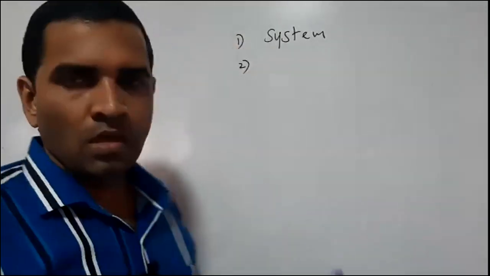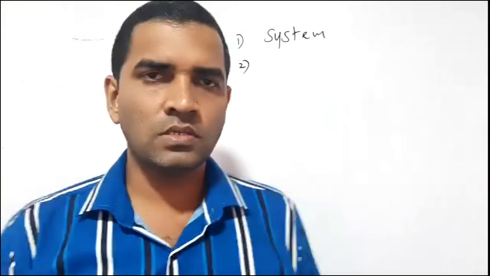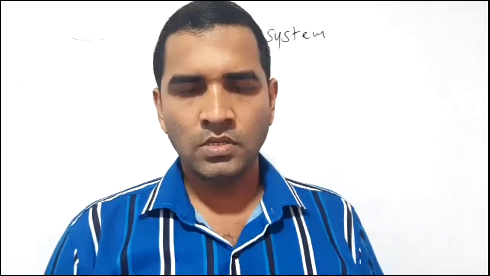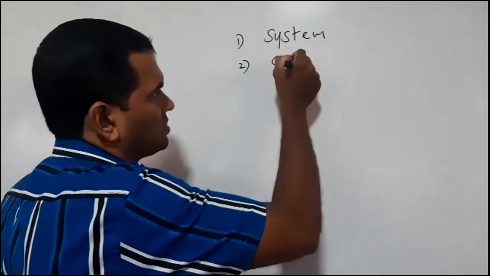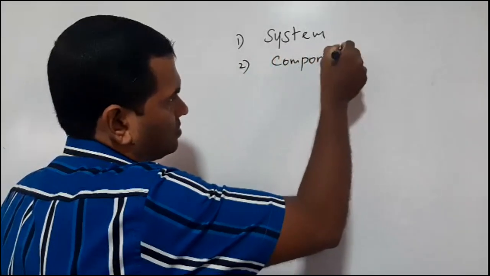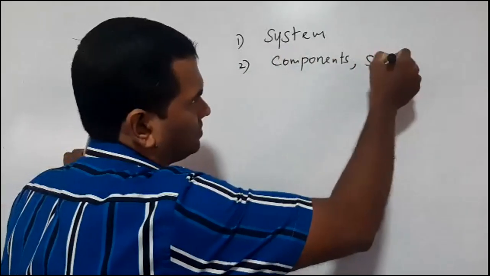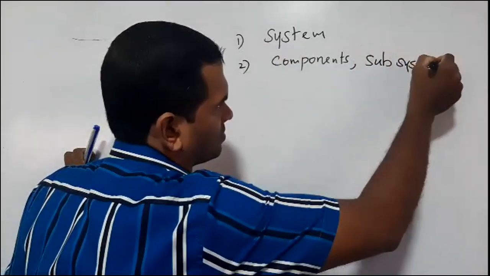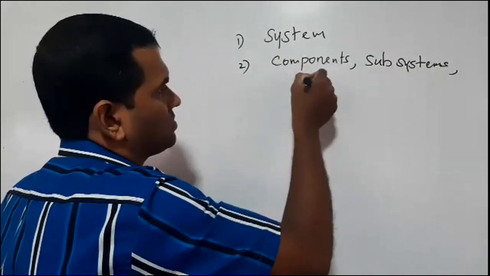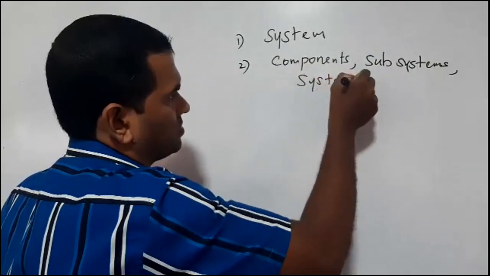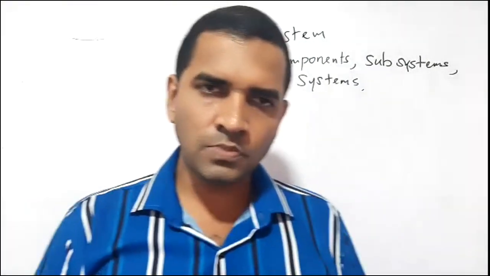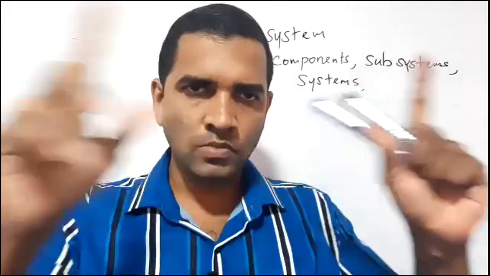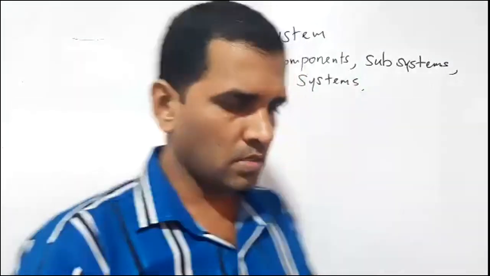Then you have some words related to system. So you have components, you have subsystem, and also you have system. So remember that connection: components, subsystems, and systems. I have explained the relationship with the help of a small diagram. So hope you remember, right?